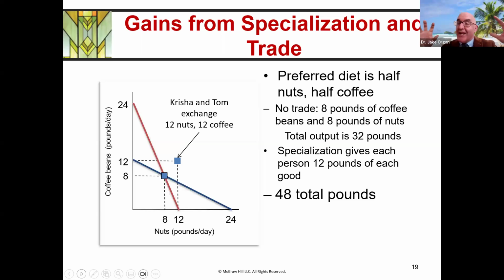And so specialization and trade, now we're talking about two individuals here, but it basically allows people to consume beyond their production possibilities frontier, and that's the power of trade. That's the wonderful thing about trade. Okay.